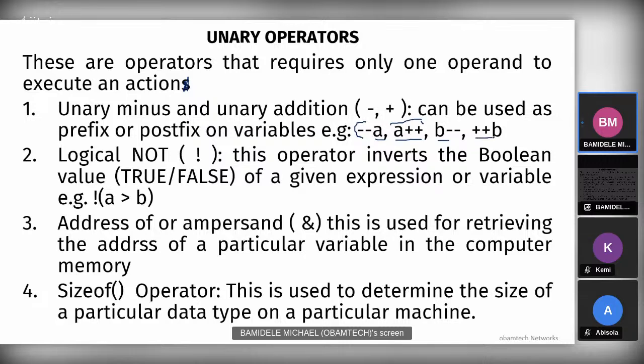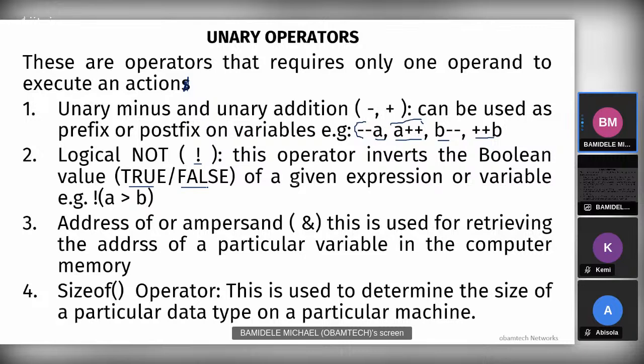Now we have another one, the logical not. This is a symbol, just like an exclamation mark. Now, what does this operator do? This operator inverts the Boolean value. And what do we mean by Boolean value? It inverts the true or false of a given expression or variable. Now, a Boolean expression usually returns a true or false. That is, its output is usually true or false.